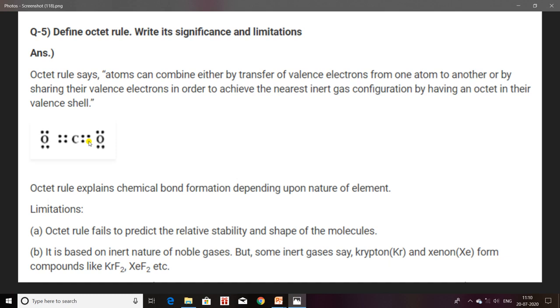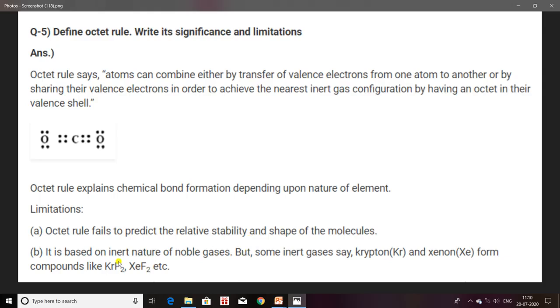Okay, now what are the significance? Octet rule explains the chemical bond formation. We can explain how the chemical bond forms. Okay, so it gives the explanation of chemical bond formation. Limitation is that it fails to predict the relative stability and shape of the molecule. We cannot predict how stable a molecule is, or we cannot tell what is the shape of the molecule, whether it is tetrahedral or trigonal bipyramidal. So it cannot explain the shape of the molecule and it cannot tell the relative stability.